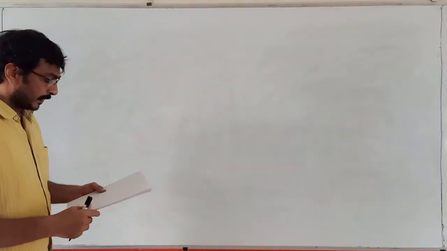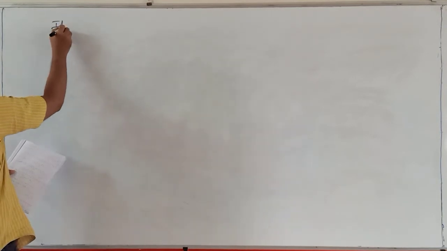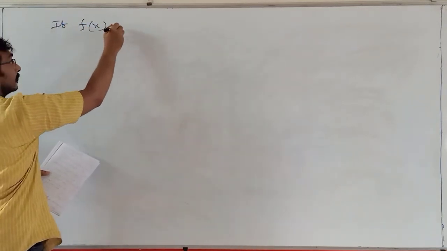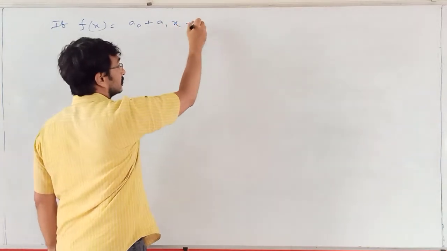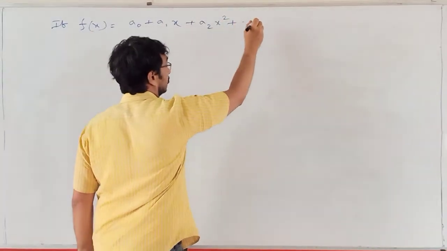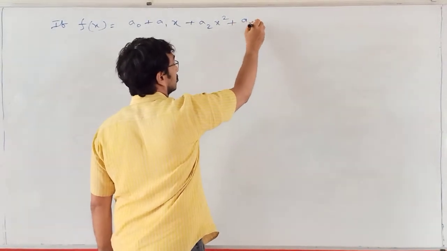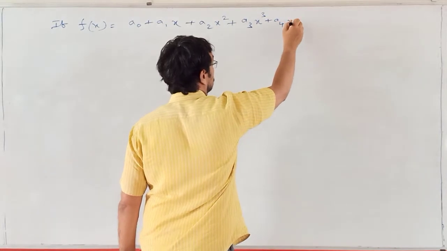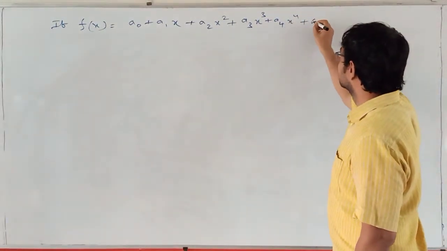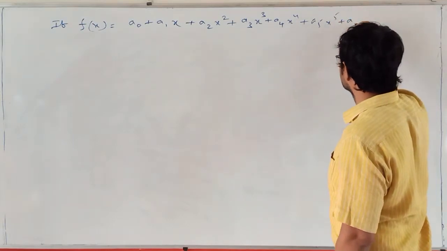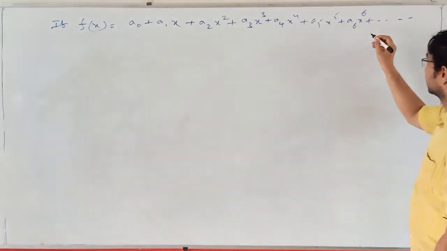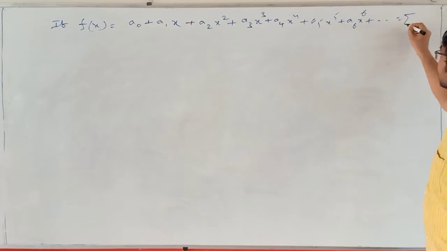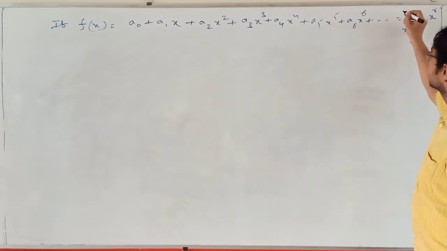Take extra concept. If f of x equal to a0 plus a1x plus a2x square plus a3x cube plus a4x power 4 plus a5x power 5 plus a6x power 6 and so on, that is nothing but sigma ar x power r, r equal to 0 to n.